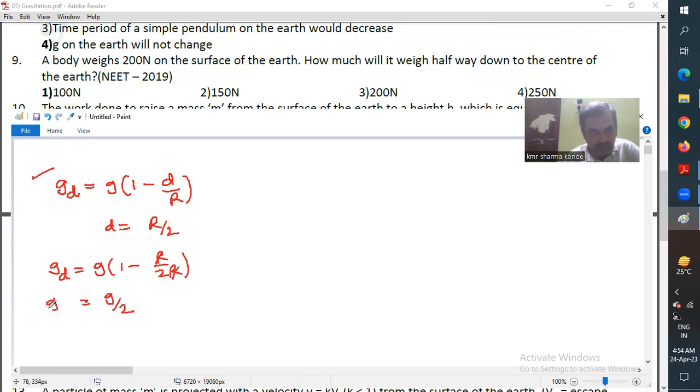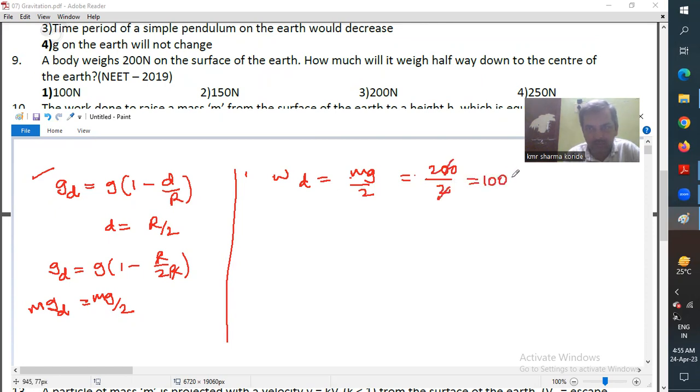So at this depth, halfway down, g becomes g by 2. If you multiply both sides by the same mass, we are trying to get the weight of the body at a depth equal to R by 2. It is mg by 2. This mg is the weight of the body on the surface of the earth, that is given 200, so 200 by 2. So the answer is 100 newtons. So the first option is correct.